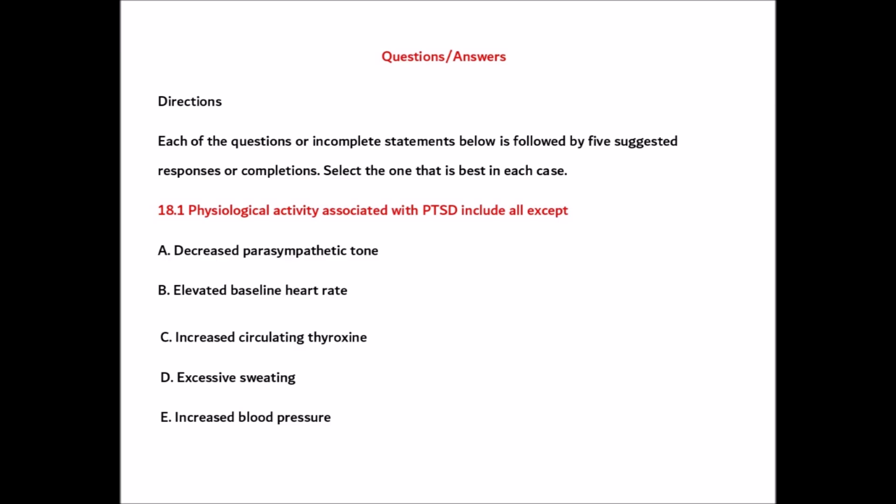Questions/answers directions. Each of the questions or incomplete statements below is followed by 5 suggested responses or completions. Select the one that is best in each case. 18.1. Physiological activity associated with PTSD include all except A, decreased parasympathetic tone, B, elevated baseline heart rate, C, increased circulating thyroxine, D, excessive sweating, E, increased blood pressure.